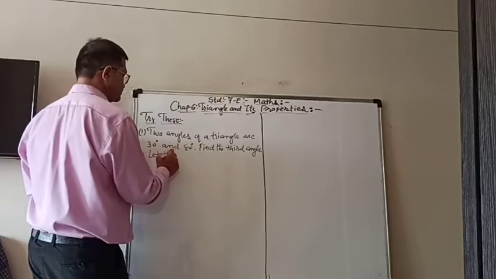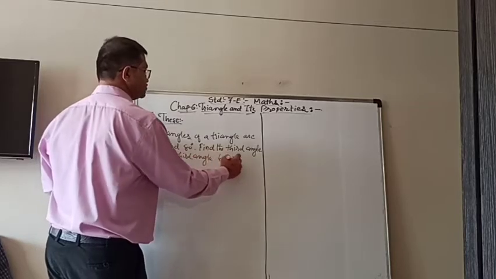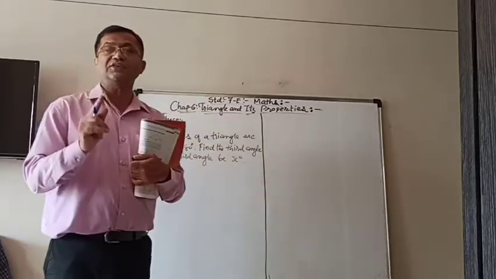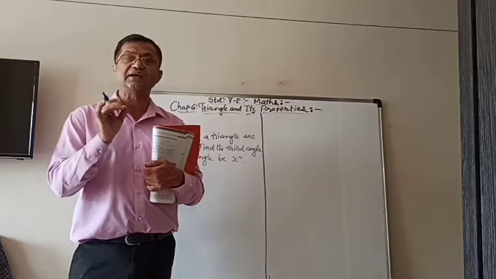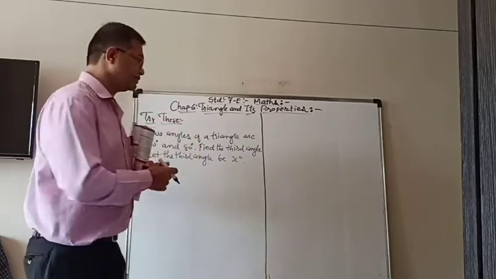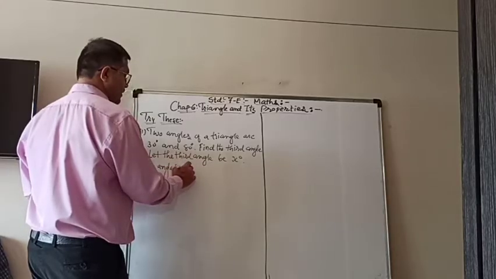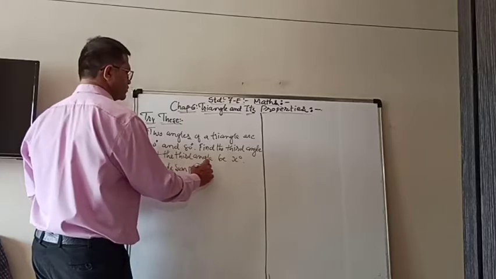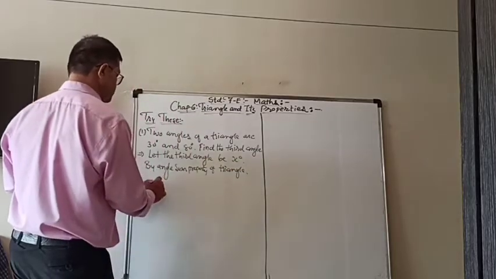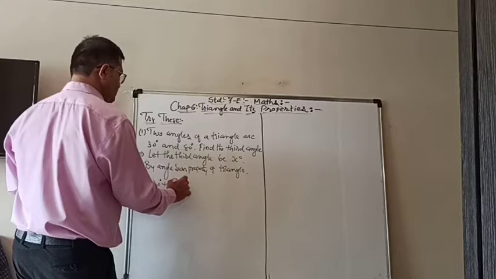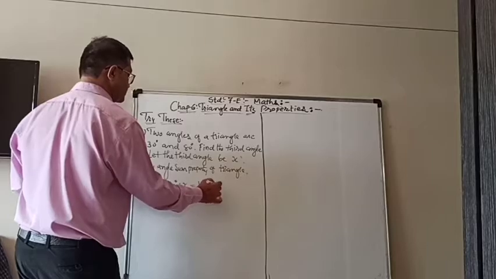So, let the third angle be x degree. Now, we know that by angle sum property, the sum of three angles is equal to 180 degree. So by angle sum property of triangle, 30 degree plus 80 degree plus x is equal to 180 degree.